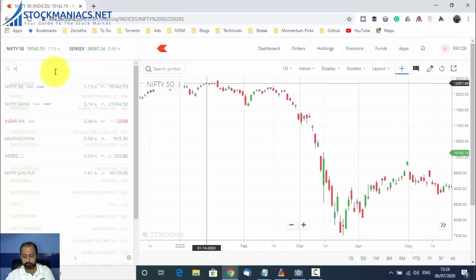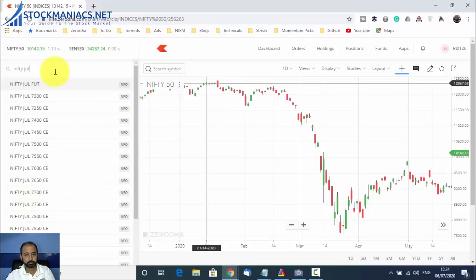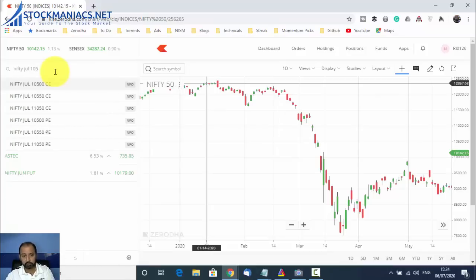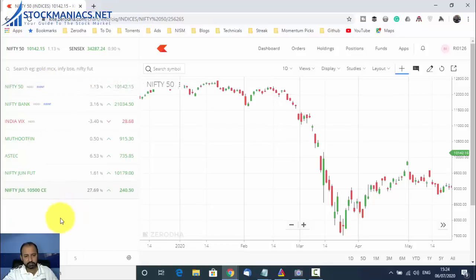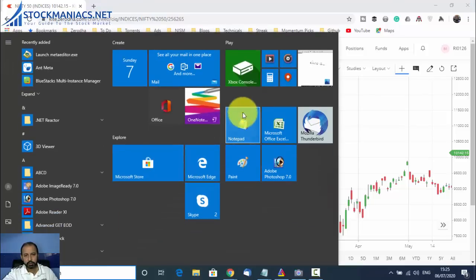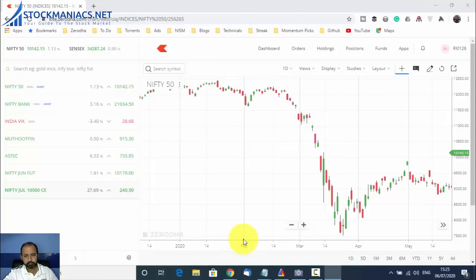So I'll add the Nifty July 10,500 call option. You can see, my dear friends, this 10,500 call you can get at 240 rupees. So if you sell this call, you are getting 240 rupees as a premium. So to hedge your position, as the price is 240, I'll show you what is your break even.